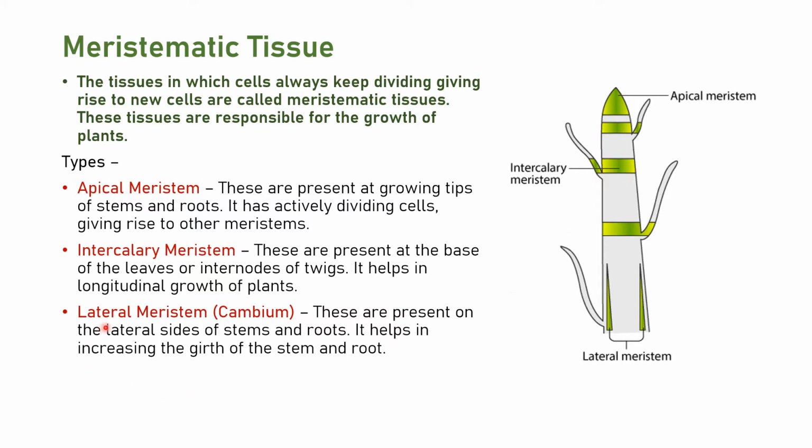Coming to lateral meristem. Lateral meristem, as you see here, is responsible for the growth of the girth, that means the diameter. Have you seen the plant? It is not going just height-wise, it also grows width-wise, right? So when the diameter increases, that is due to the presence of lateral meristem, right? They are present on the lateral side of stems and roots. It helps in increasing the girth, the diameter of stems as well as roots.